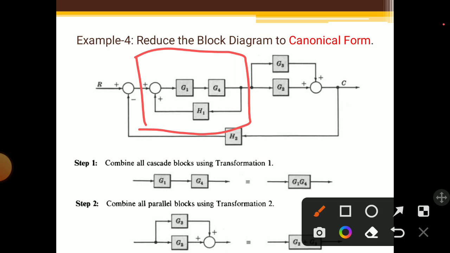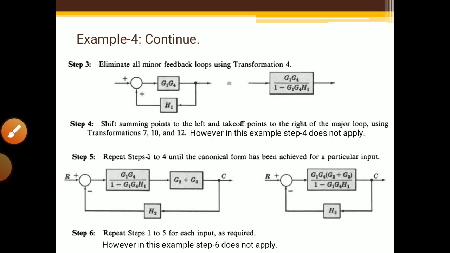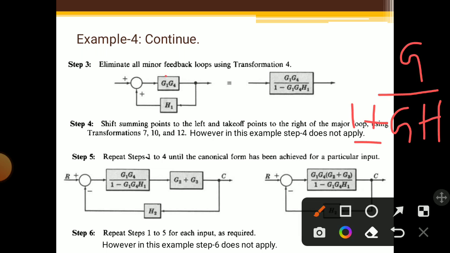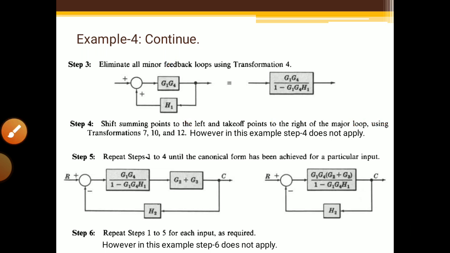The same thing is written in the next slide. Here you see G1 into G4 with H1 in feedback. We know the formula: G upon 1 plus or minus G into H, where G means the upper term and H means the lower term. So I have written here G1 into G4 divided by 1 minus G1 into G4 into H1. Like this we get the feedback loop solved. Now the next step, step number 4, is to shift summing points or take off points. In this problem we do not need to shift any take off point or summing point.